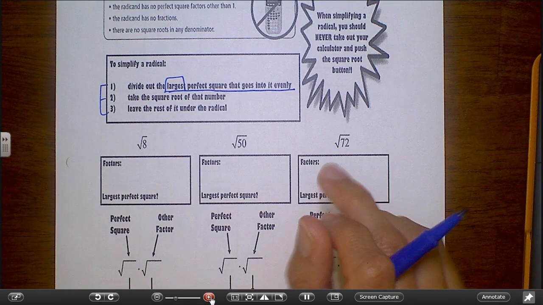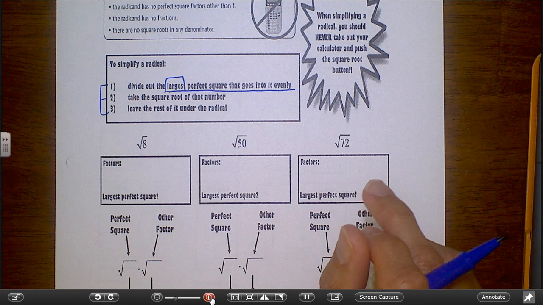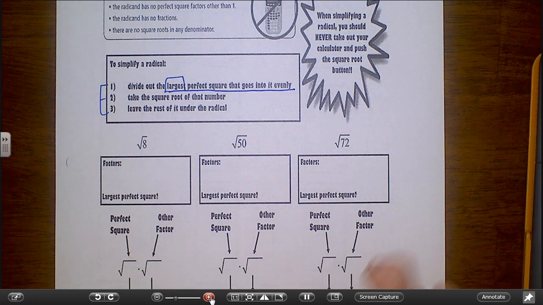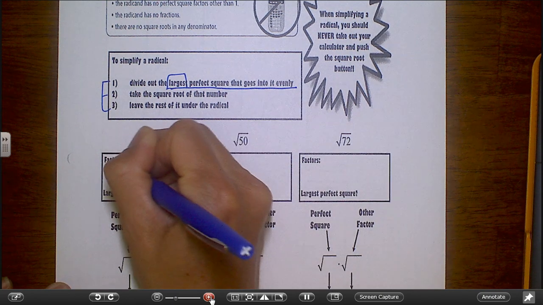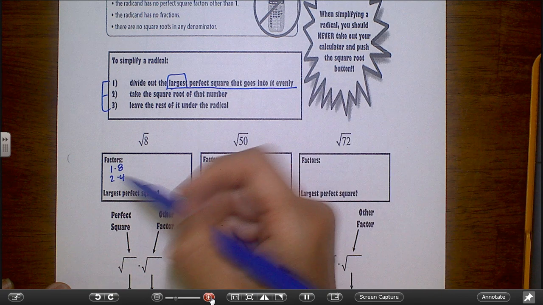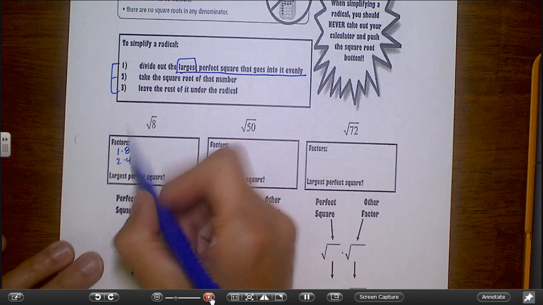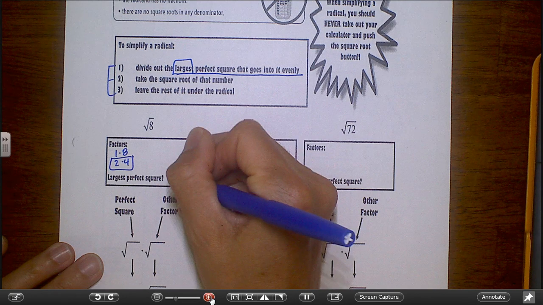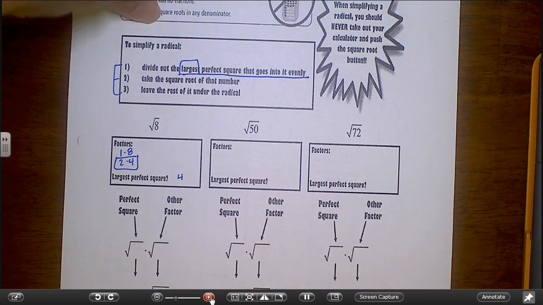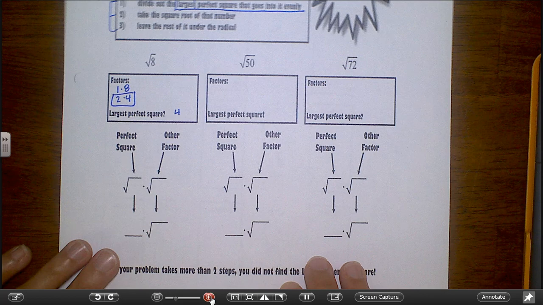All right, so square root of 8. Again, most of the ones I give to you will not be simplified, so you will have to simplify them. You can go about this a couple of different ways. You can think about just factors of the number, right? So I have 1 times 8, and I have 2 times 4. And I look and see if any of those are perfect squares. And again, 4 is. So 4 is my largest perfect square, because it's my only perfect square.